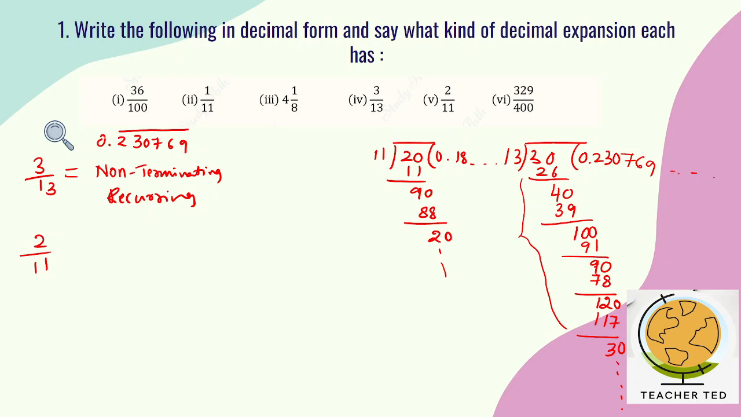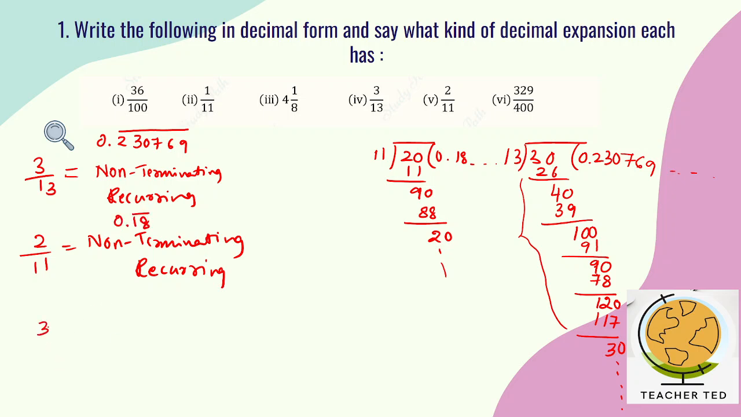So since it is again not terminating, you can say this is a non-terminating and recurring or repeating expansion. The answer for this question is 0.18 bar.